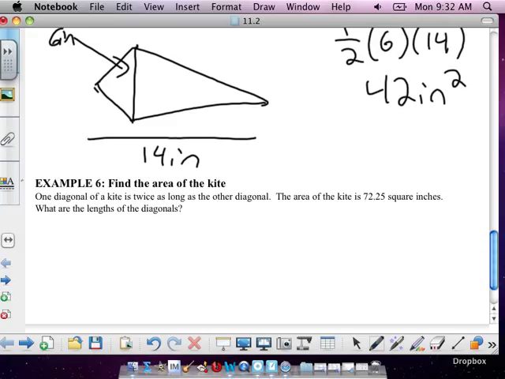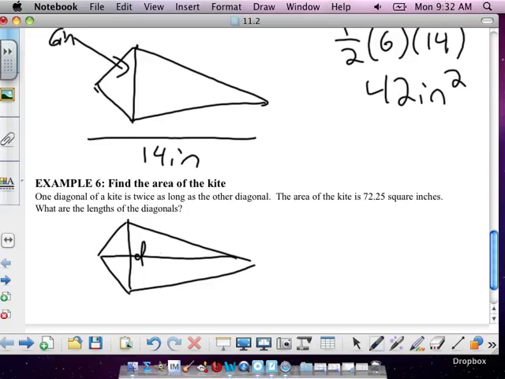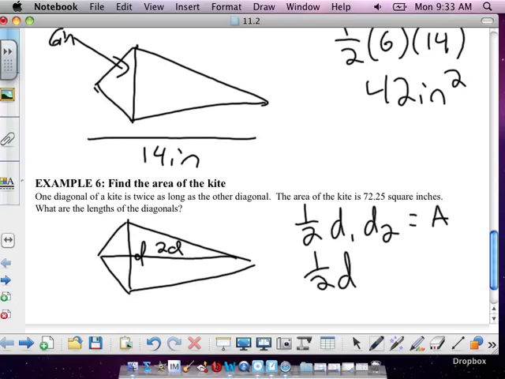Draw a picture. Oh, gosh. Okay, we've got a kite. We've got one diagonal, and we know that the other diagonal is twice as long. We know the total is 72.25. So I know it's 1/2 diagonal 1 times diagonal 2 equals the area. So let's fill this in. I've got 1/2, I'm just going to put D1 as D. D2, I'm going to put 2 times D. Equals the area is 72.25.